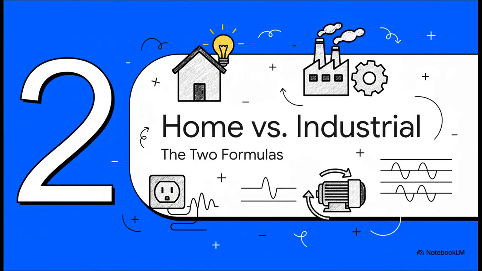All right, so we've got our ingredients. Now we just need the recipe. And it turns out there are actually two slightly different formulas we need to know. One is for the stuff in our homes that uses single-phase power, and the other is for those big, heavy-duty machines in factories which use three-phase power.